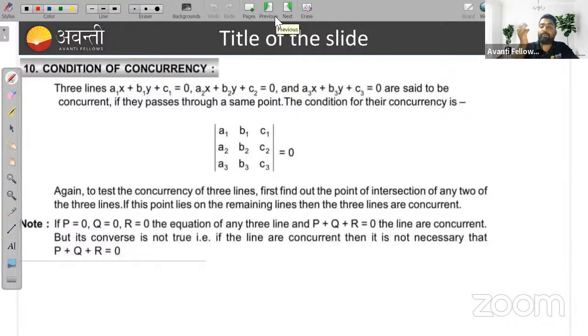Now, conditions for concurrency. When will three lines be called concurrent? Three or more lines can be concurrent. Suppose I'm taking three lines here.